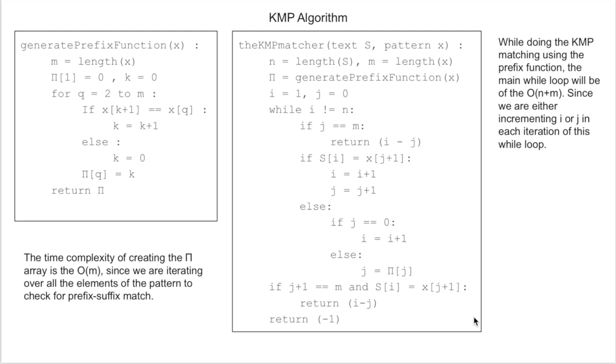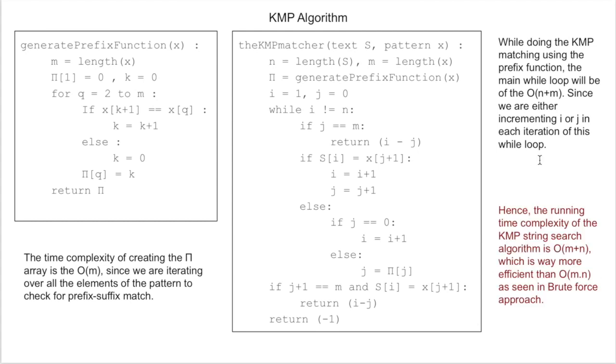The fact that this runs in O of n plus m is that we are never resetting i and j to values that have already been visited. So my i will always move forward in one direction. And since I will be changing j based on the value in the pi array, I will be making jumps in the pattern, and this will efficiently bring down my complexity from O of nm to O of n plus m. Hence, the final running complexity is order of n plus m.